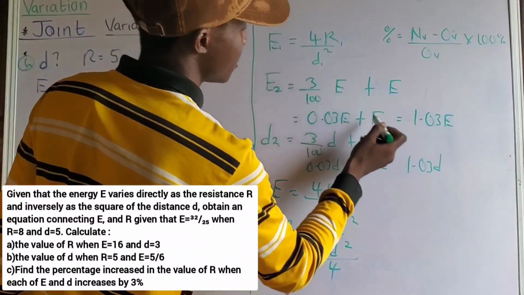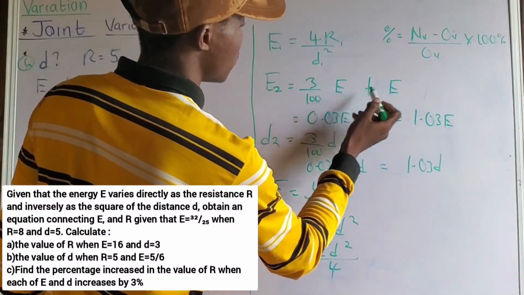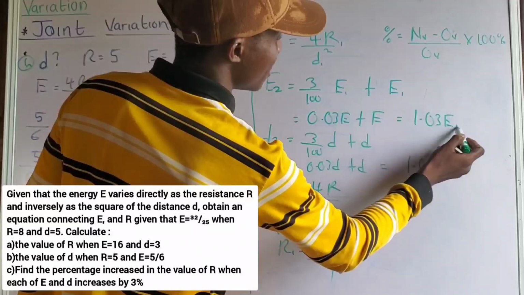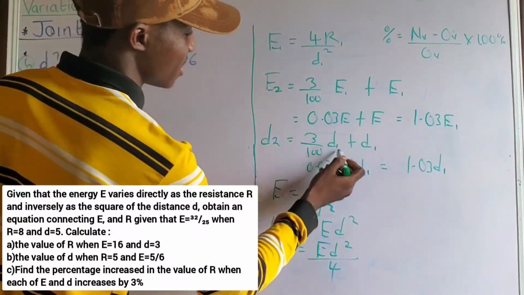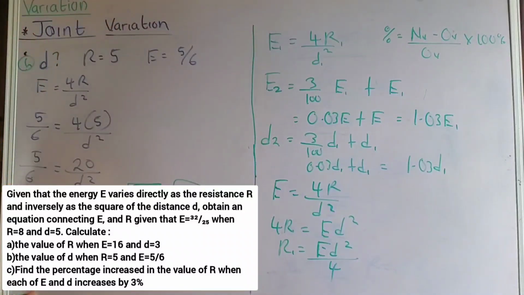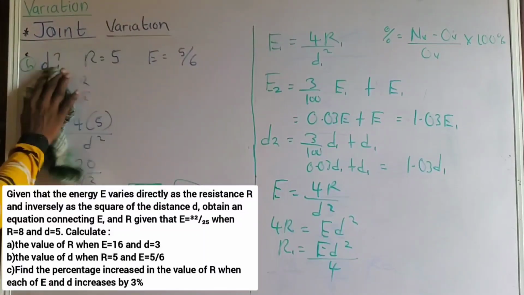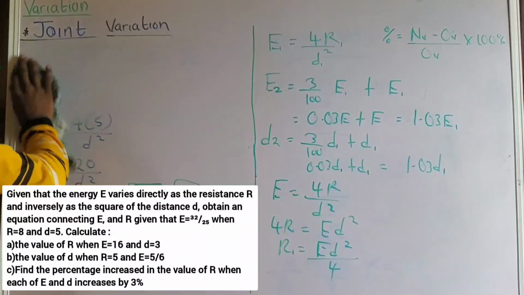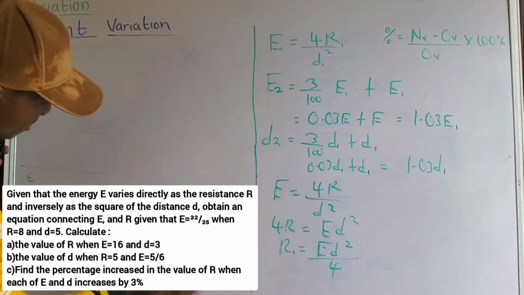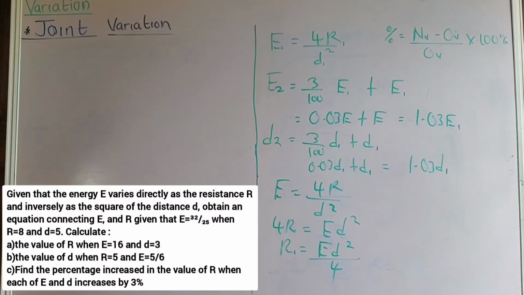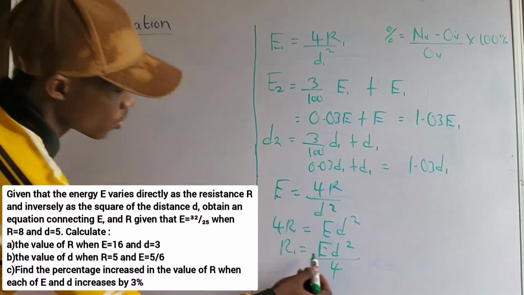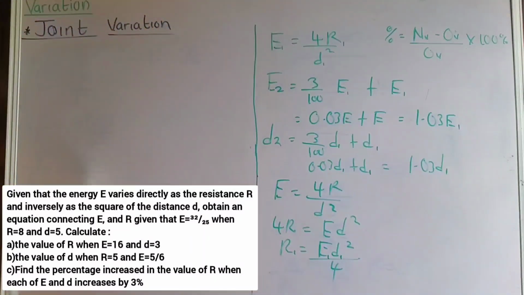R1, D1. Let's call this one also E1, D1. Do you understand? I just want to understand better, that's why I give them these names. Now, R1 equals E1 D1 squared all over 4, right?